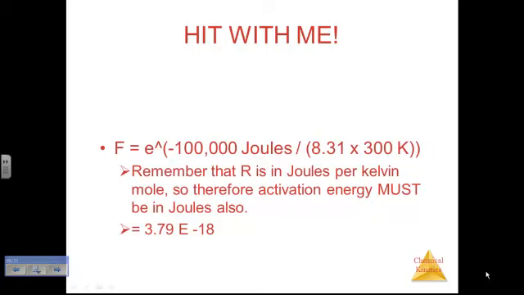It's an energy barrier. It's a positive number. Negative 100,000 divided by, parenthesis, 8.31 times 300, close parenthesis, twice. Press equal. Your screen shows 3.79 times 10 to the negative 18. Now this is a number. There are no units. It's a number.